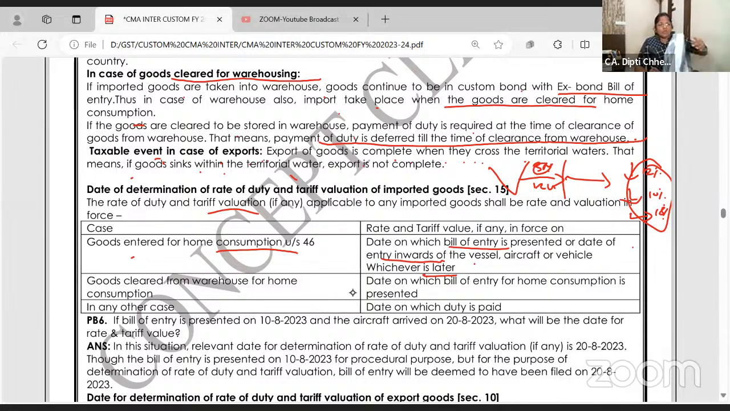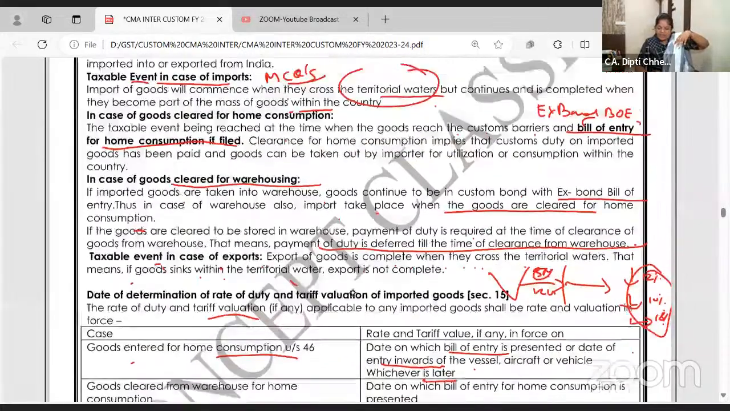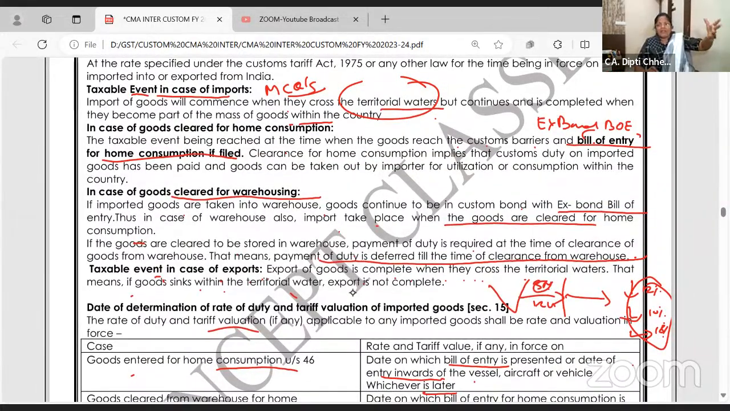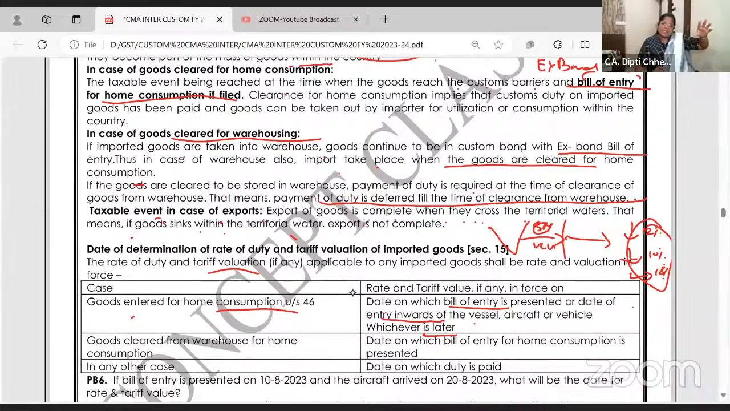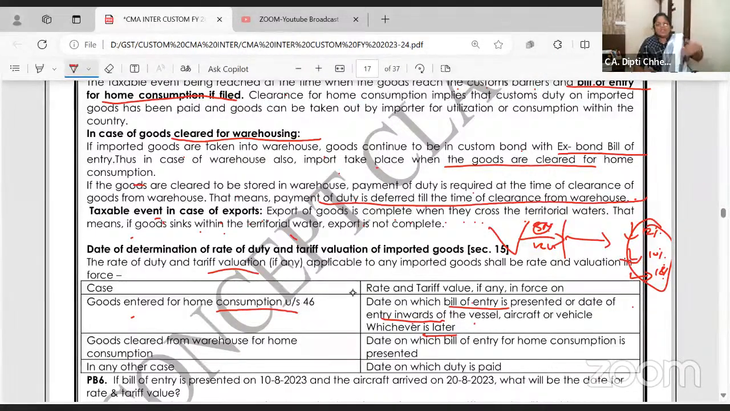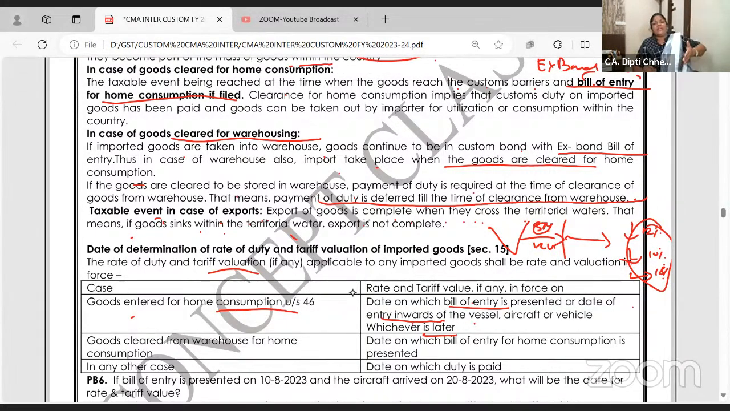Super. So many times the vessel is still in the sea, and the bill of entry is submitted in advance. What is the bill of entry? It is the document to clear the goods, submitted ahead, but the entry inward is afterwards. So whichever is later. Suppose entry inward has happened on 20th of March, but the bill of entry is submitted on 23rd. Then on the 23rd, what is the rate that you have to take? Is this clear to all of you?